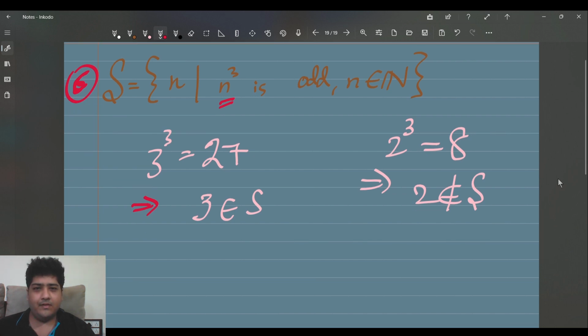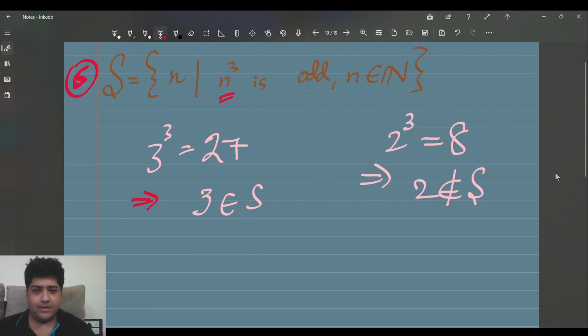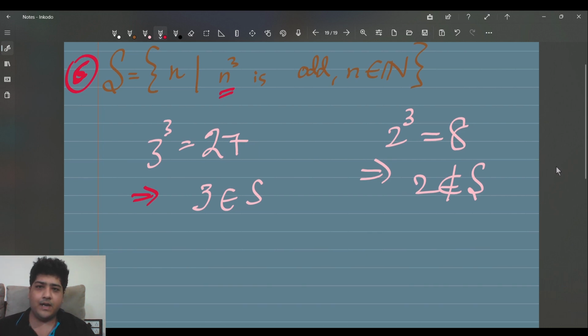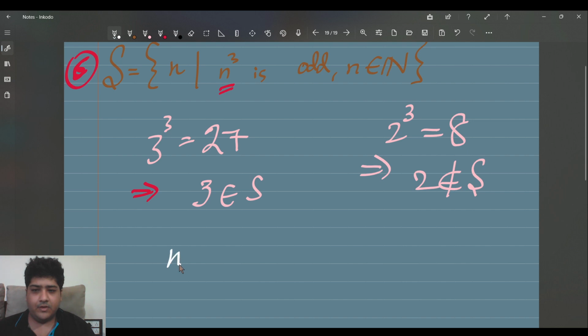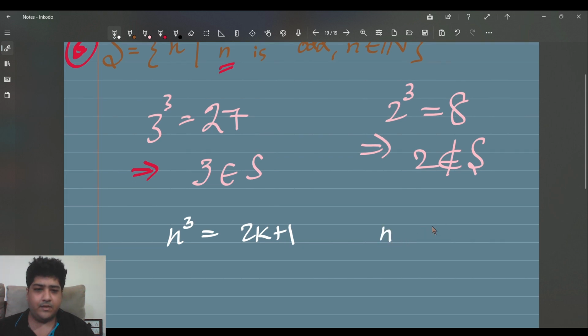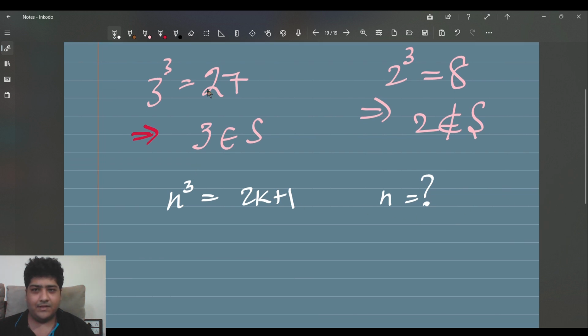So I think we can go one step further to write a roster form for this explanation. We can also look at when is n cube odd for any given n. So maybe you take an odd cube. If n cube was equal to some odd number, maybe 2k plus 1, then what would n be equal to? This is a bit difficult because you'll have to take the cube root of both sides and simplify. So maybe you think of the other scenario.